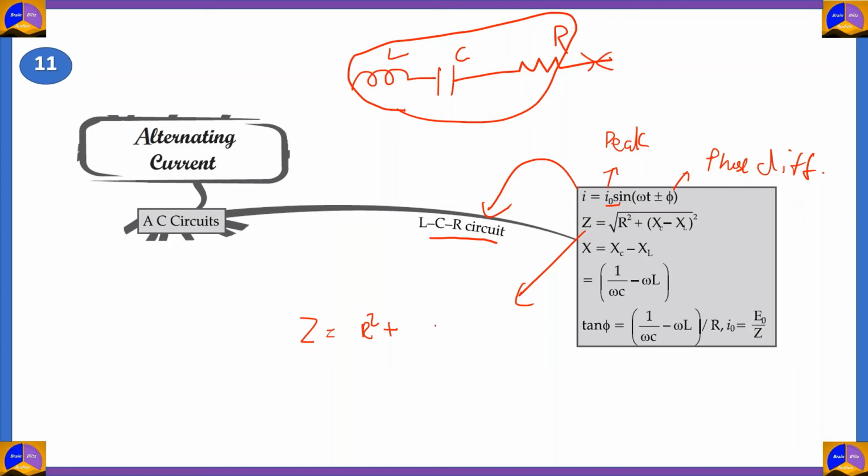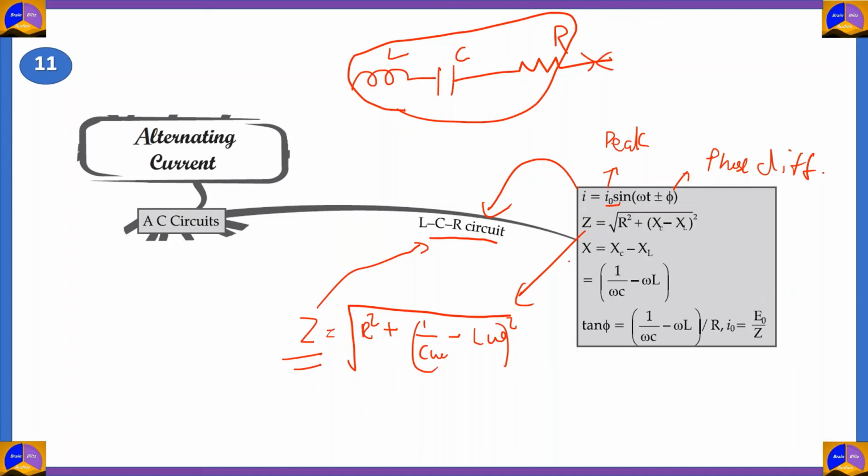So XC is 1 by C omega, minus XL is L omega. So we have to square this as a whole and then add it with R square and then do a whole root of it. So that is the value of the impedance of an LCR series circuit, the total hindrance of an LCR series circuit.